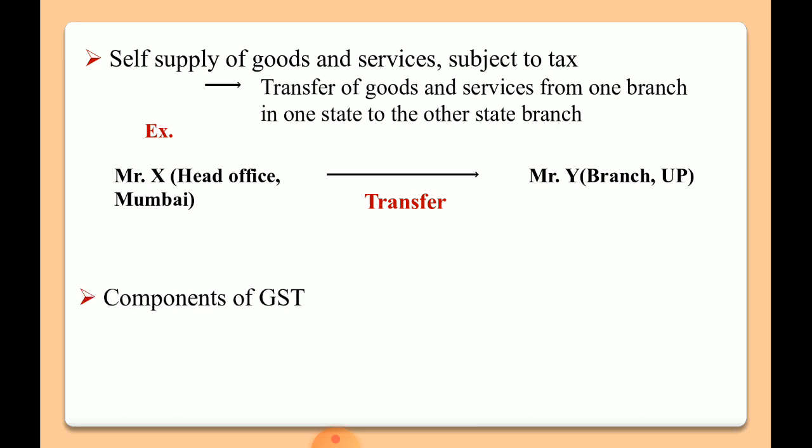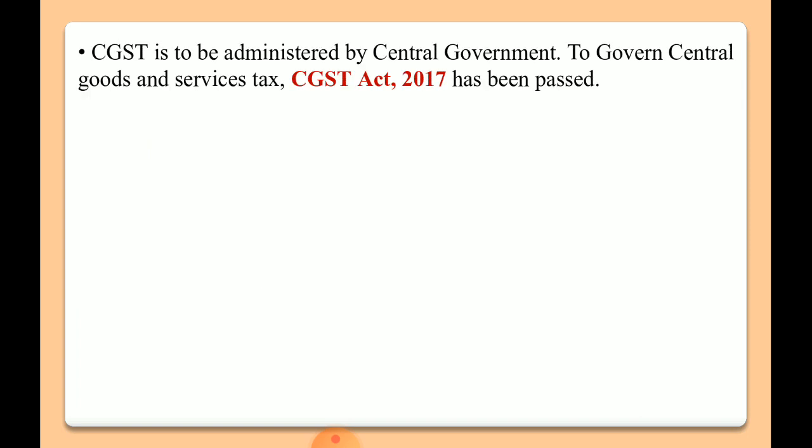The next important feature of GST is the different components of GST. These are the different components of GST. CGST means Central Goods and Services Tax, SGST is State Goods and Services Tax, UTGST is Union Territory Goods and Services Tax, and IGST is Integrated Goods and Services Tax. As far as CGST, Central Goods and Services Tax, is concerned, it is to be administered by the central government.